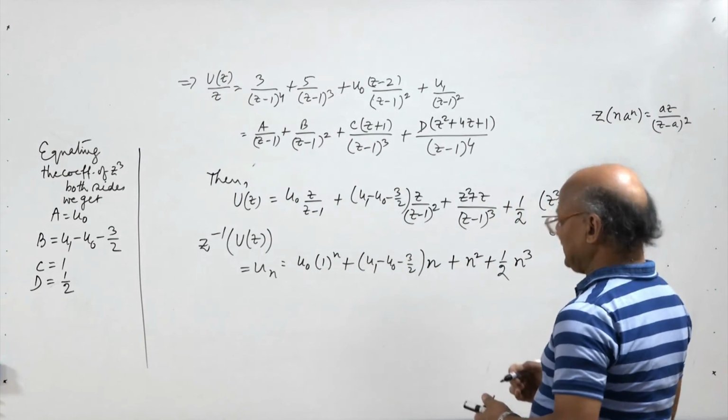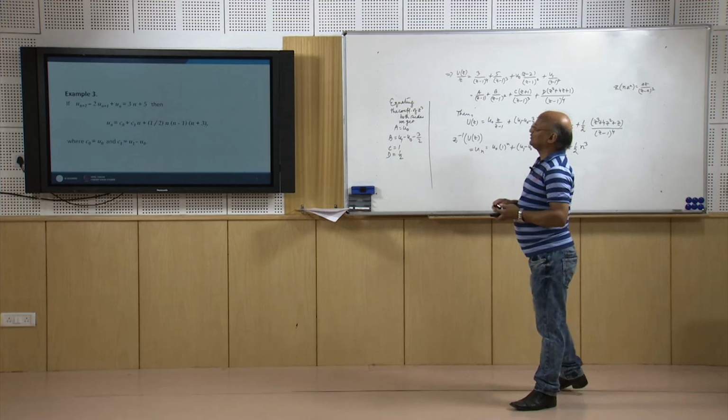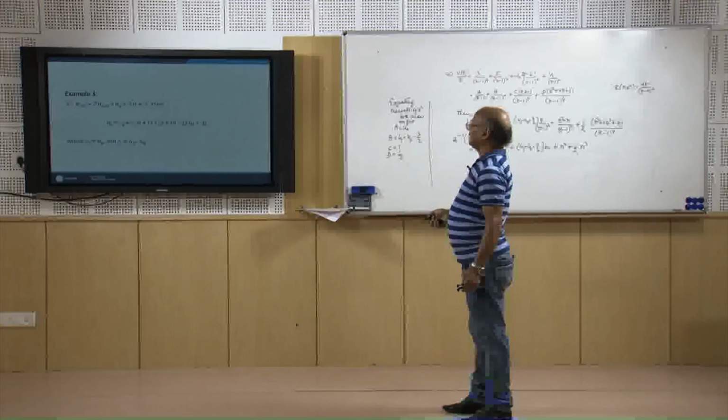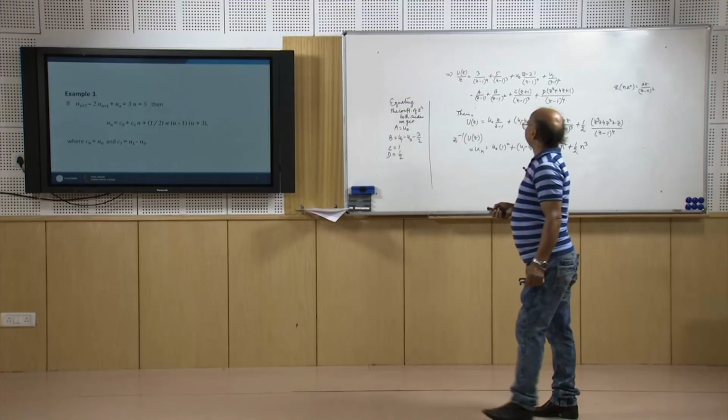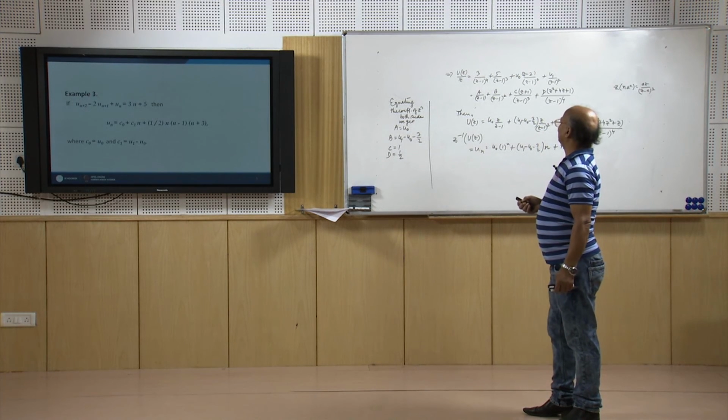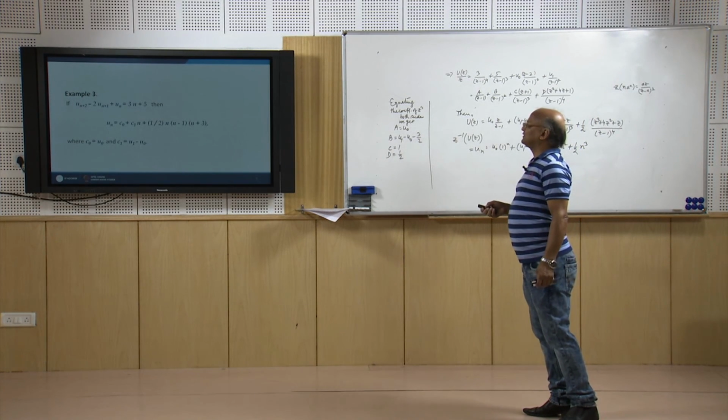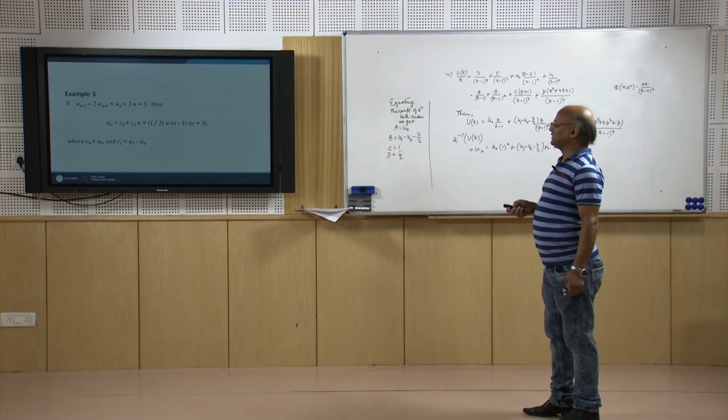So, if we simplify this we will get u n equal to c naught plus c 1 n plus half of n into n minus 1 into n plus 3. We can easily check that, where we have chosen c naught equal to u naught and c 1 equal to u 1 minus u naught. So, this is how we will find the solution of the difference equation given in example 3.